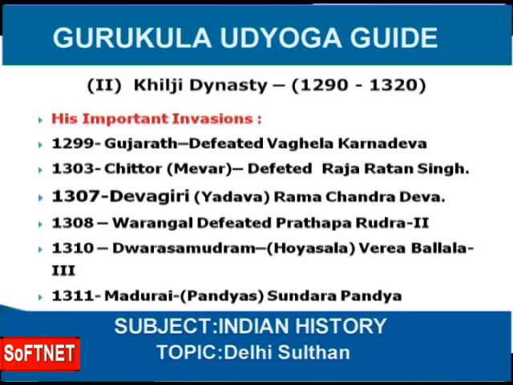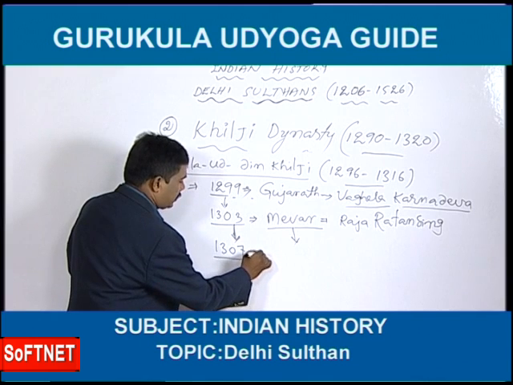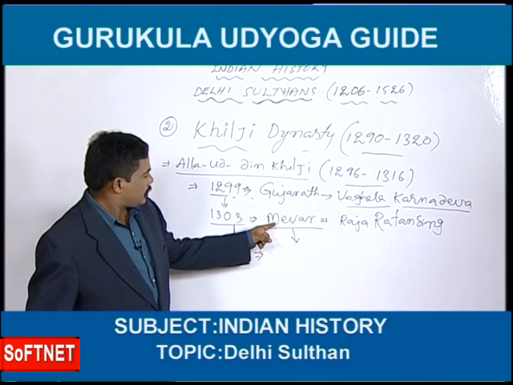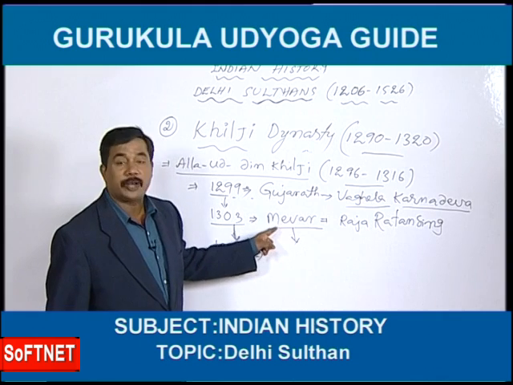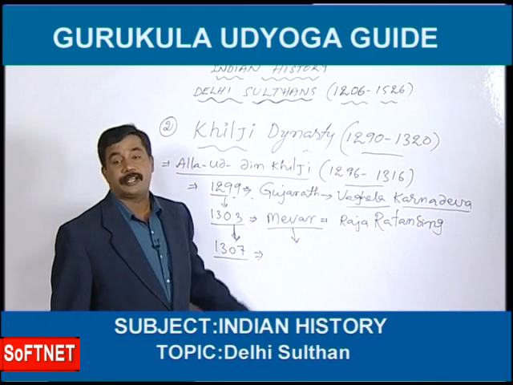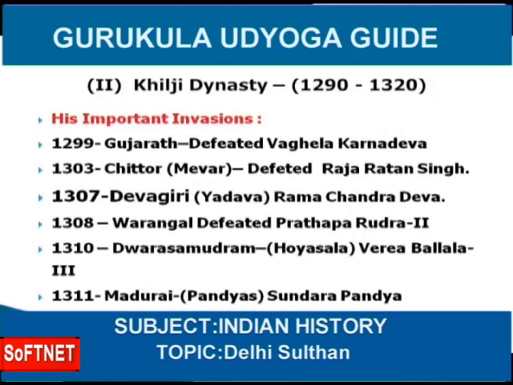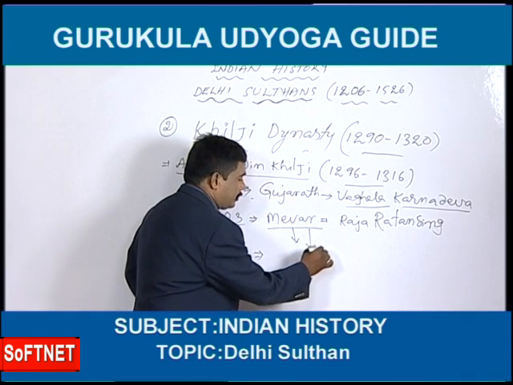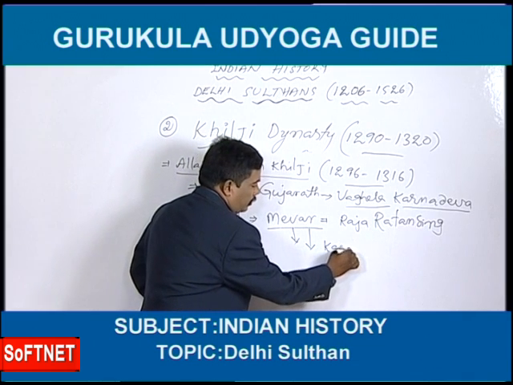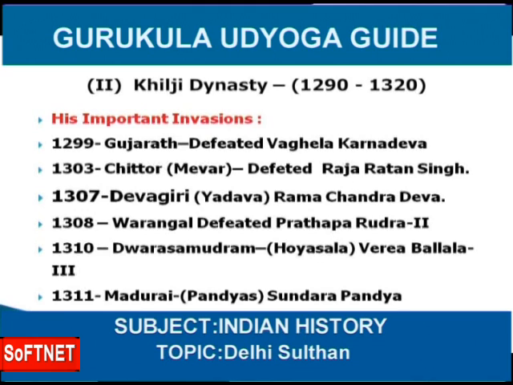And in 1307, one more thing. Mewar was attacked by Alauddin Khilji, but the army commander was Khizar Khan. Because he attacked Mewar, Mewar was renamed Khizarabad. So it was named Khizarabad.